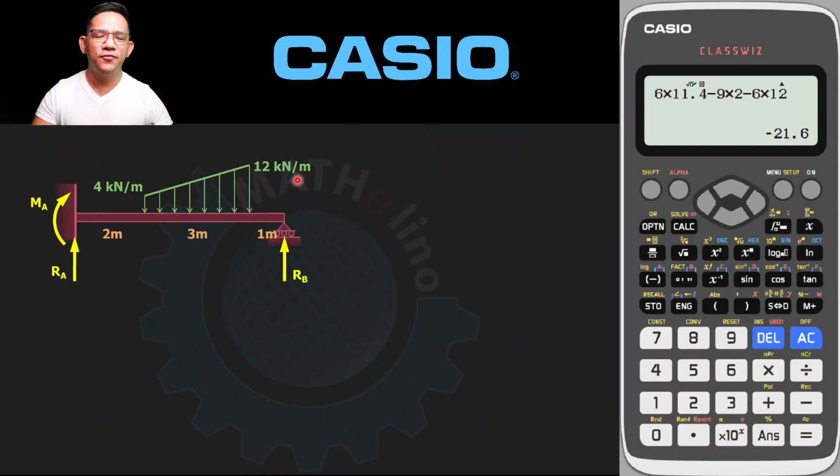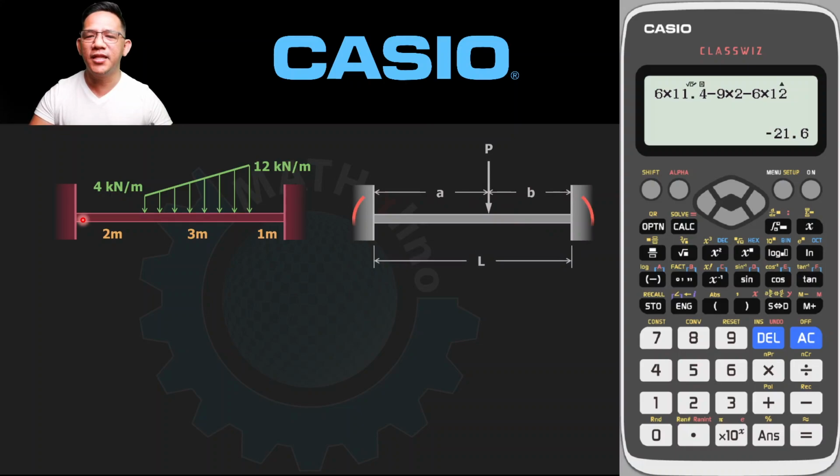All right. So for the moment distribution method, we are going to lock first these two ends. So both ends of our beam will become a fixed-ended beam. For that fixed-ended beam, we are going to solve the fixed end moments. So we're going to have this formula for the fixed end moment at A. This is actually PAB squared all over L squared. That is negative. That is our assumption. Our assumption for moment distribution method, the counterclockwise reaction is negative. The clockwise reaction is positive.